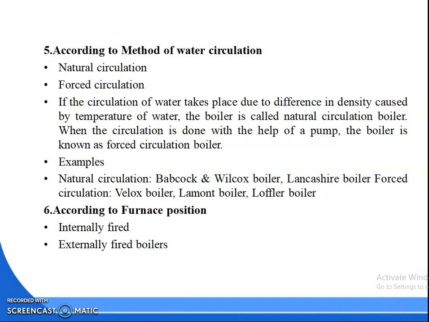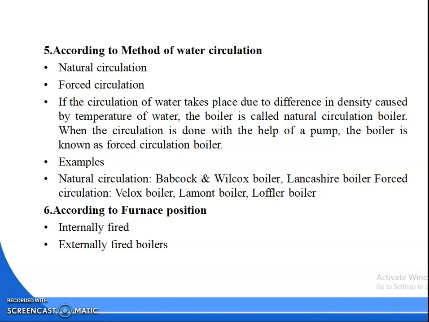According to the method of water circulation, there is natural circulation and forced circulation. If the water circulates because of the difference in density caused by the temperature of the water, that is known as natural circulation. And forced circulation is when you use a pump for the circulation of water. Natural circulation boilers are the Babcock Wilcox boiler and Lancashire boiler. Forced circulation boilers are the Velox boiler, Lamont boiler and Loeffler boiler, which are basically water tube boilers.